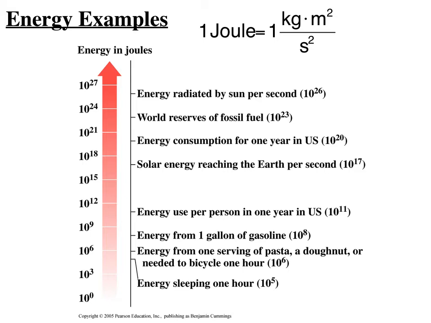We note that the energy used per person in the US is almost a trillion. Remember, a billion would be 10 to the 9. So this would be 1/10 of a trillion joules of energy used by each person.